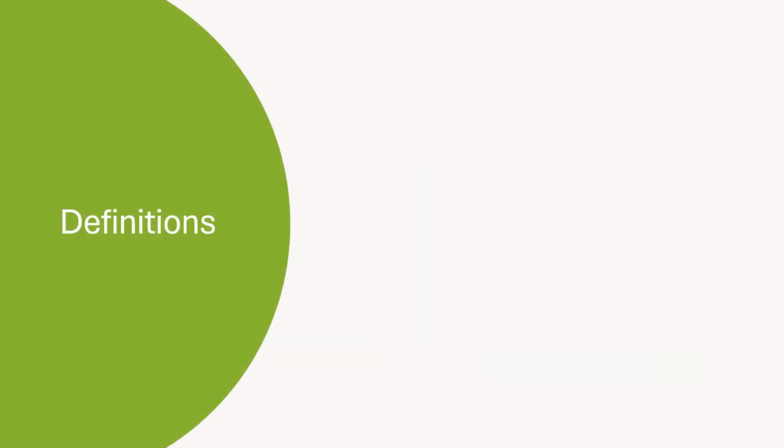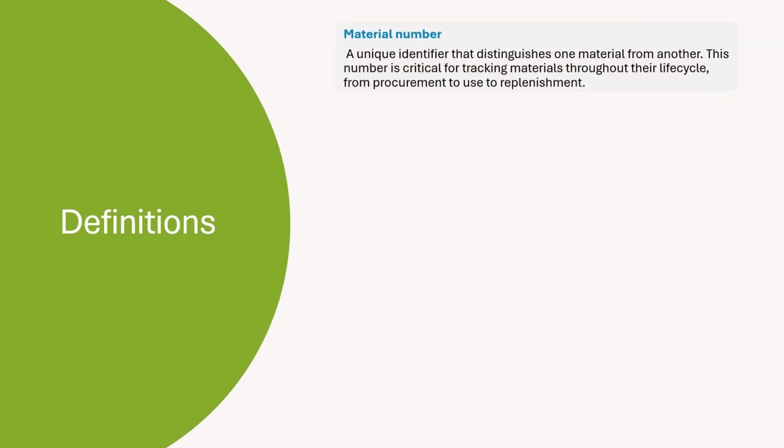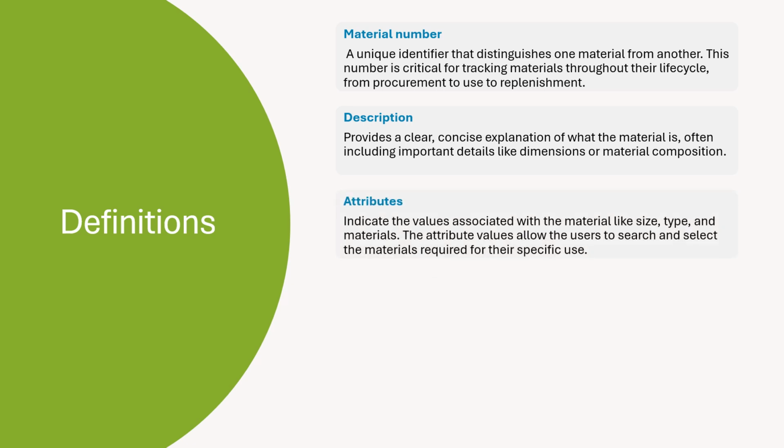Let's break down the attributes mentioned a little more. Material number is a unique identifier that distinguishes one material from another. This number is critical for tracking materials throughout their life cycle, from procurement to use to replenishment. The description provides a clear, concise explanation of what the material is, often including important details like dimensions or material composition. The attributes indicate the values associated with the material like size, type, and materials. The attribute values allow the users to search and select the materials required for their specific use.